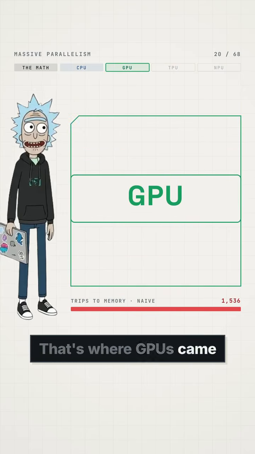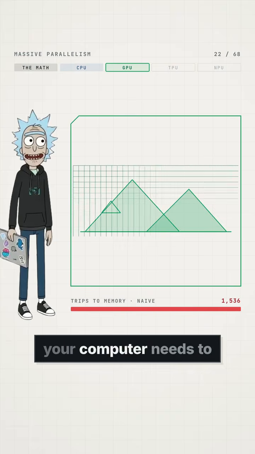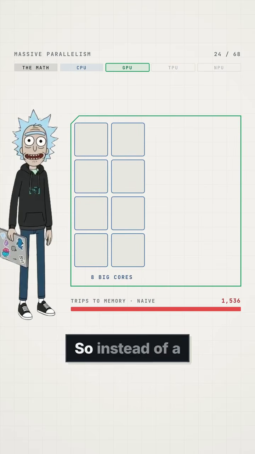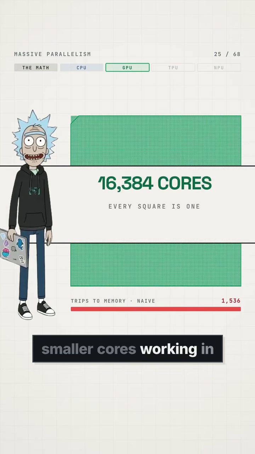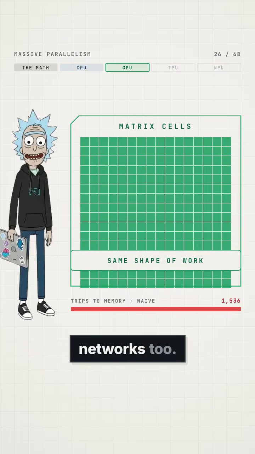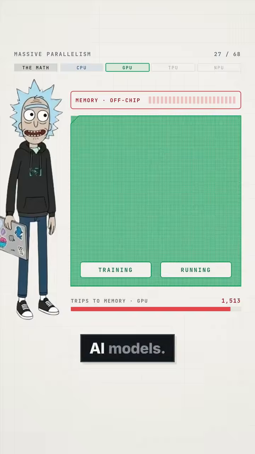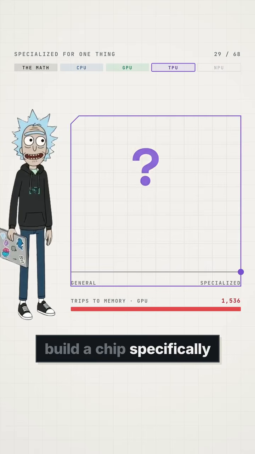That's where GPUs came in. GPUs were originally built for graphics. To render a game, your computer needs to perform similar calculations across millions of pixels simultaneously. So instead of a few extremely powerful cores, GPUs have thousands of smaller cores working in parallel, and it turns out that architecture is incredibly good for neural networks too. That's why GPUs became the dominant hardware for training and running large AI models. But GPUs are still fairly general purpose. So what if you build a chip specifically for AI?